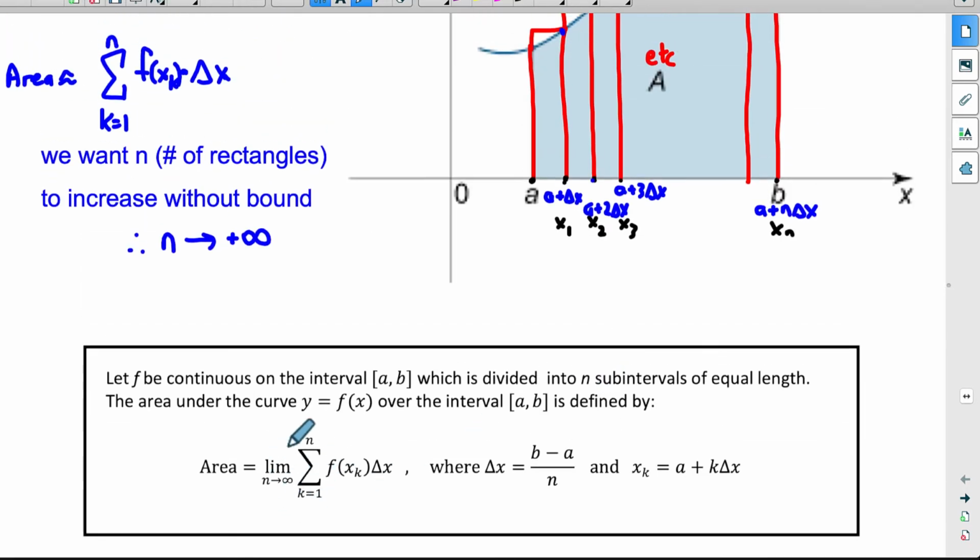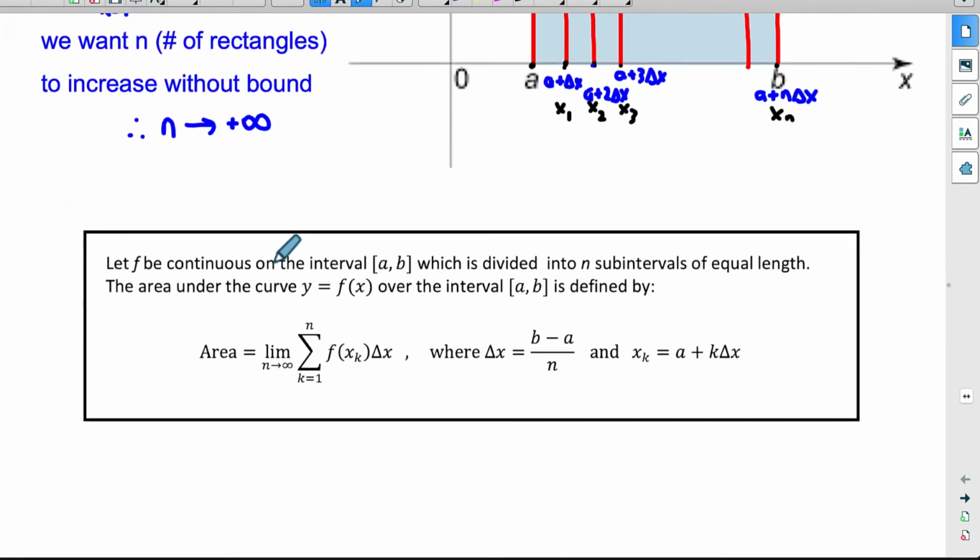And then what I have here is exactly what I just wrote up here, except for one thing. We've added in this limit part. We want n to approach infinity. So we want to know what's the limit as n approaches infinity. Now, a couple things. The width, which is change of x, we already know this. Width is equal to b minus a over n. And xk equals a plus k times change of x.